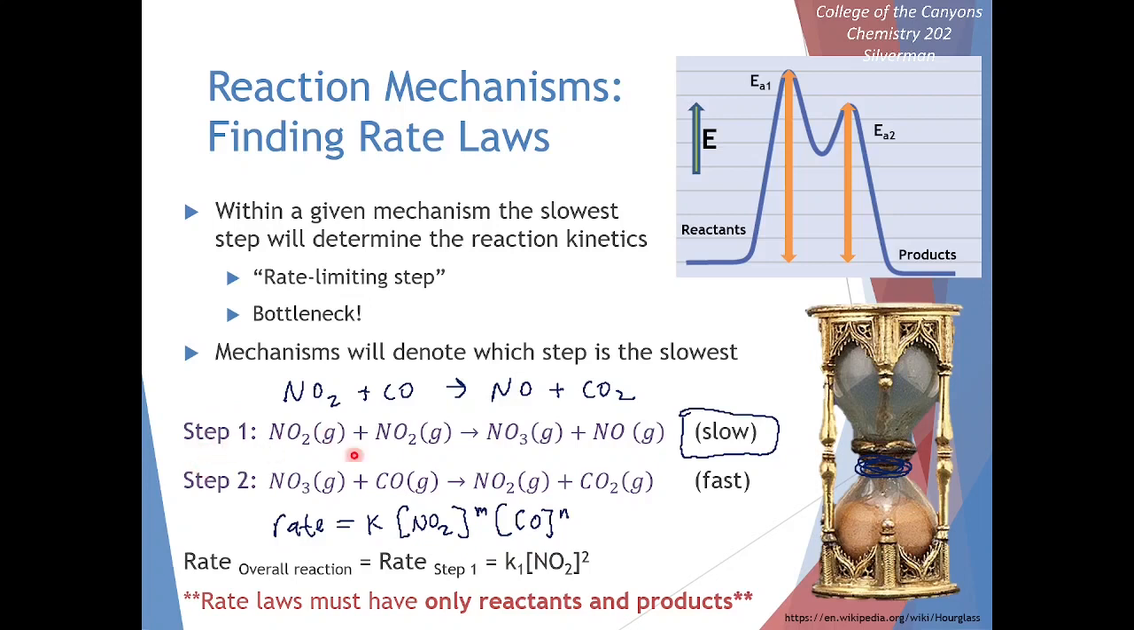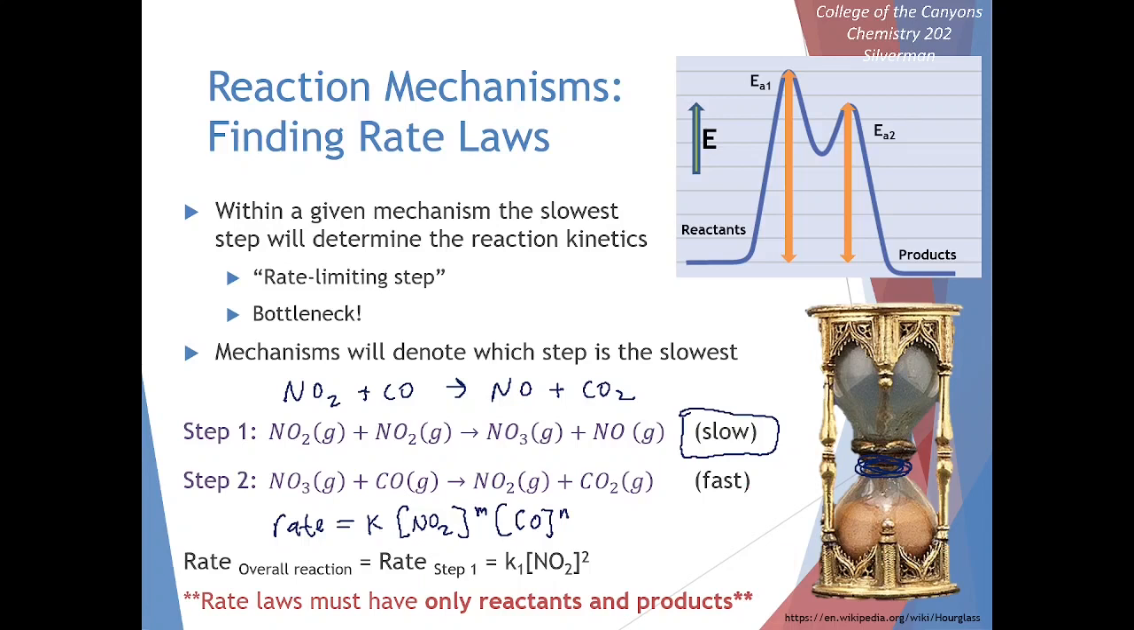Since we're proposing this mechanism, we can figure out what those exponents should be. We should have an exponent for nitrogen dioxide. Based on the mechanism, it's 2. We should have an exponent for carbon monoxide. Based on our mechanism, it is 0, which means that it doesn't show up. And this rate constant is going to be the same as, we call this k1, the rate constant for step 1 in our mechanism. And there we go.